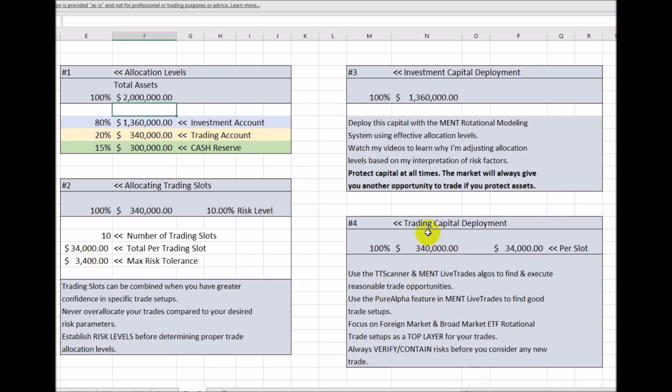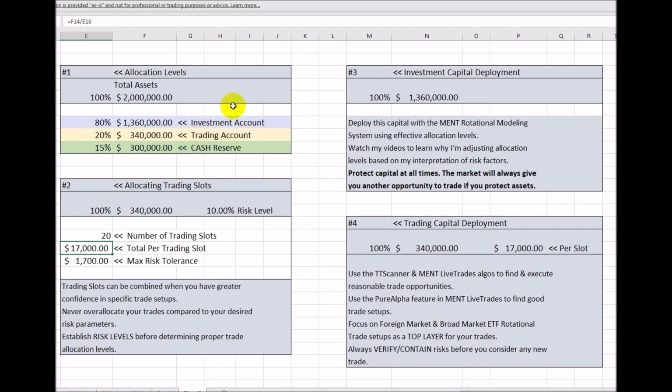Okay? The trading capital gets broken into slots. Remember, we have 10 slots here. So with 340,000, obviously, you could possibly go to 20 slots and trade more because you have more capital to be able to trade. The results would be the same, ladies and gentlemen. If you make 3% on 200,000 or you make 3% on 2 million, you're still making 3%. It's just the difference in zeros, okay?